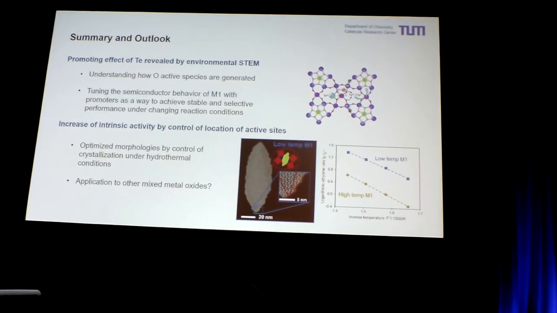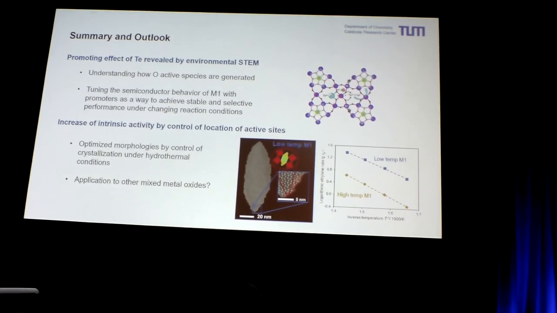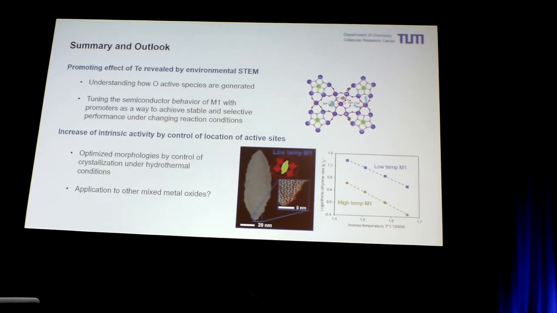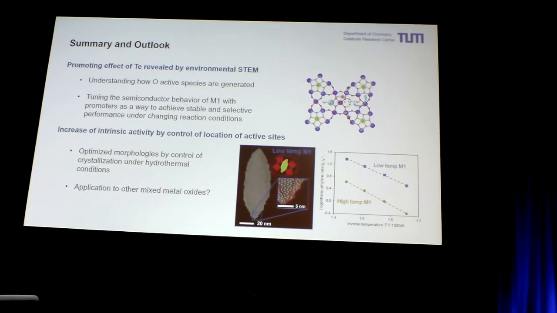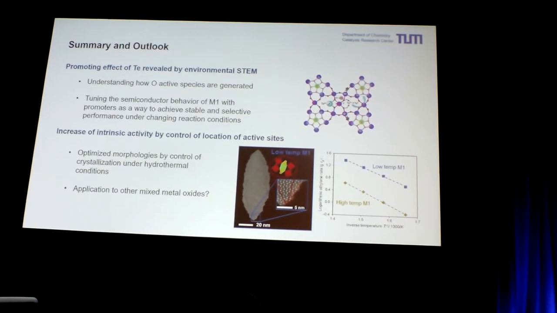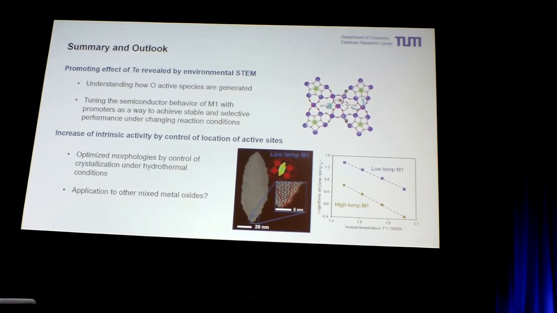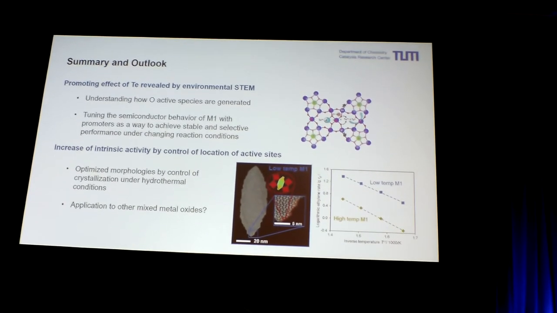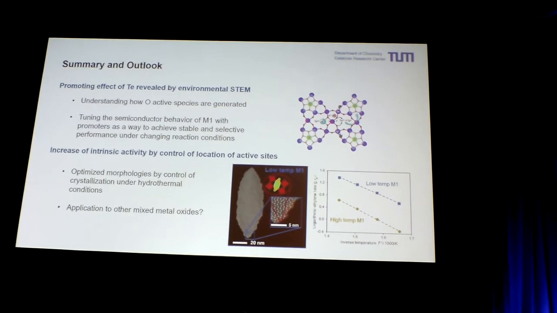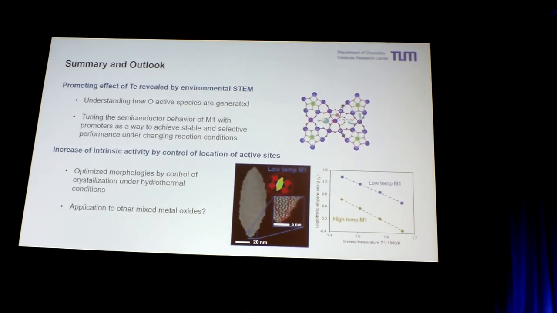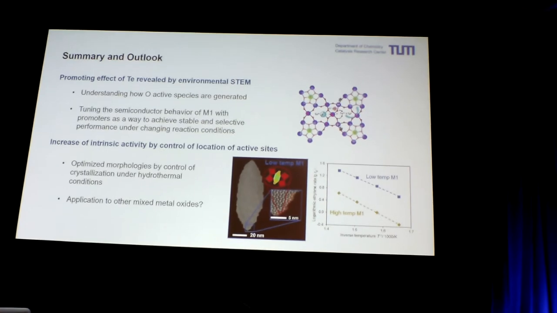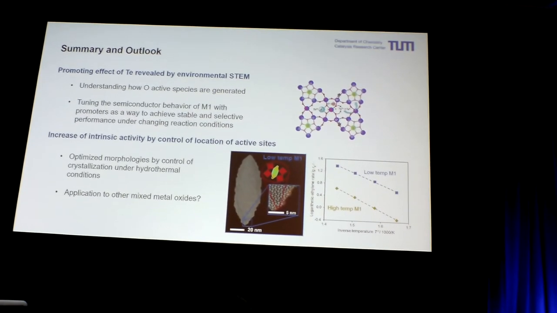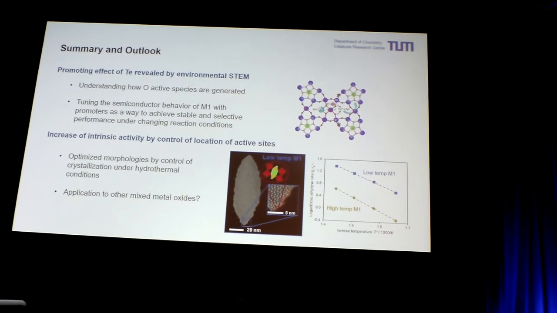And in the second part, we have seen that it's possible to increase the intrinsic activity of the material by controlling the location of active sites. We can think now, since we can control the crystallization under hydrothermal conditions, we can further optimize the morphologies. And this is also an approach that might be interesting to apply to other metal oxide catalysts.